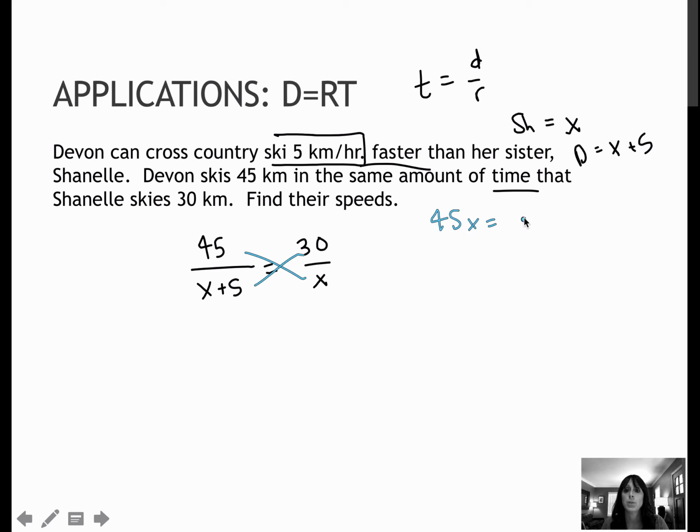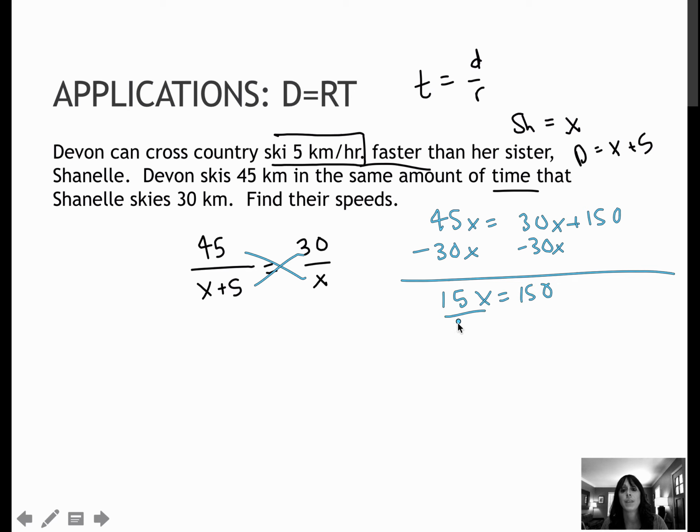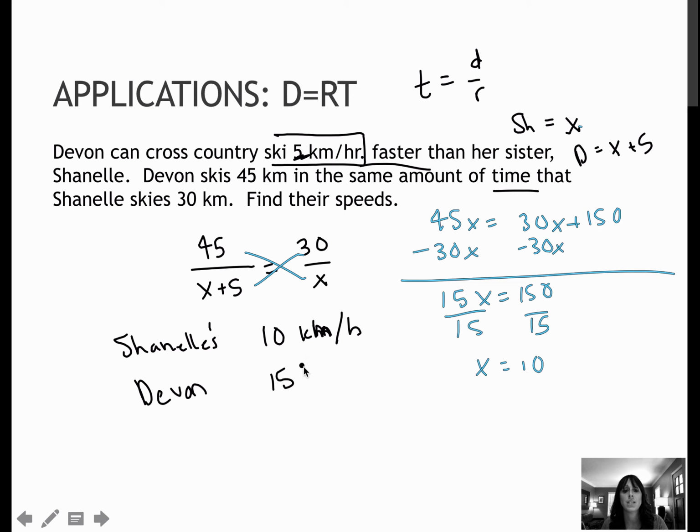45x equals 30x plus 150. I subtract the 30x from each side and get 15x equals 150. And of course, dividing by 15, I find that x is 10. Remember, x represented Chanel's speed. So Chanel is 10 kilometers per hour. And Devin, her speed is 5 faster than that, so 15 kilometers per hour.